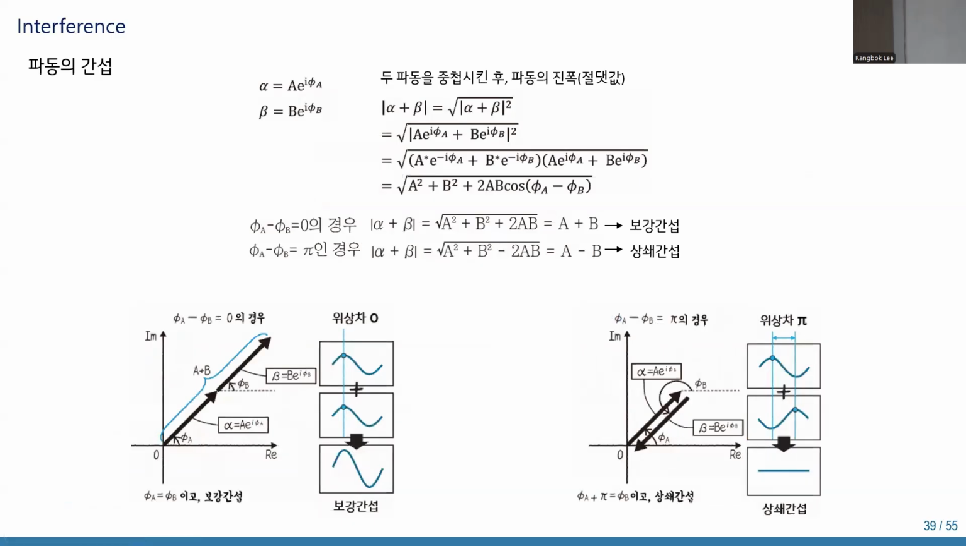Also, you have to understand interference. For example, there are two components here, alpha and beta. You can add these. You will see this interference part. When the phases of A and B are the same, it is constructive interference, and when the phase is slightly different, they do destructive interference. This is one of the reasons why the quantum computer shows faster computation.